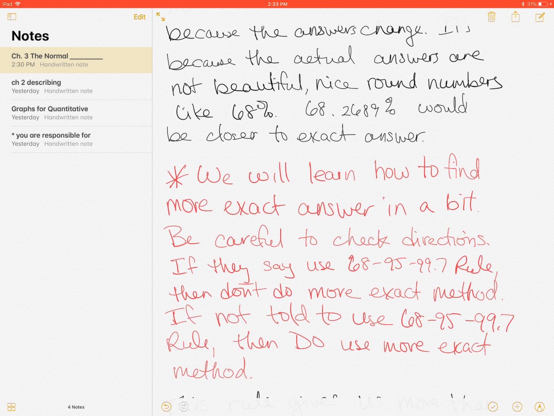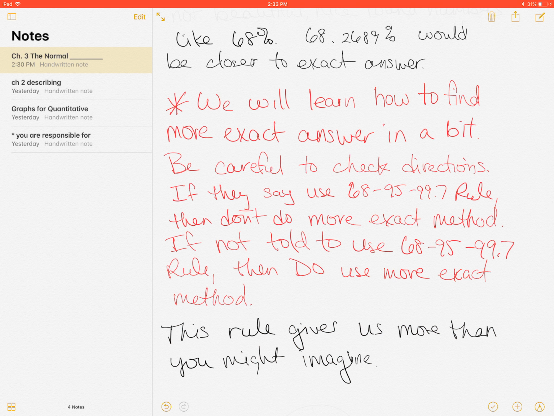On our homework, quizzes, tests, if they say use the 68, 95, 99.7 rule, then don't do the more exact method that we haven't learned yet. You have to use this 68, 95, 99.7 rule. But if you're not told to use the 68, 95, 99.7 rule, then they want you to use the exact method. Do not use the 68, 95, 99.7 rule unless you're told to.